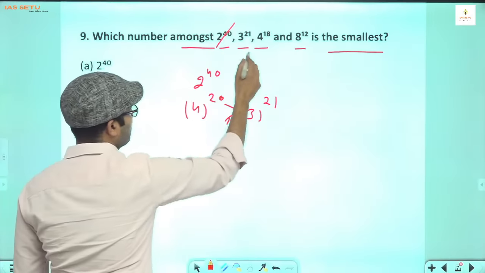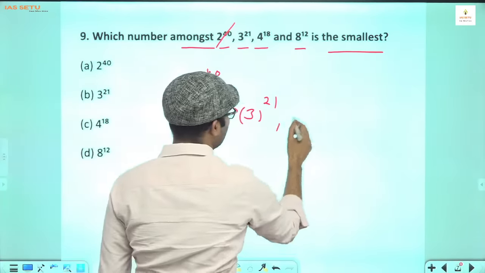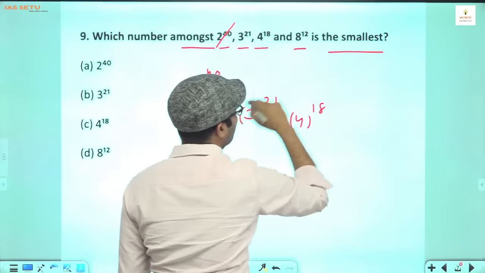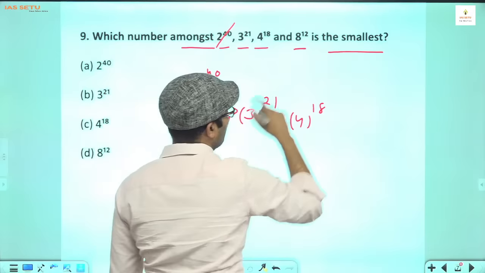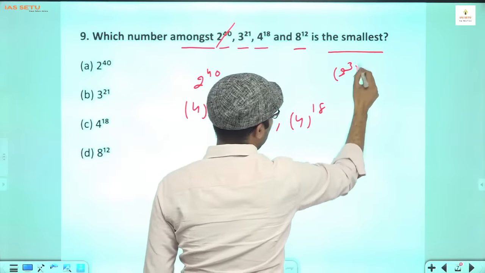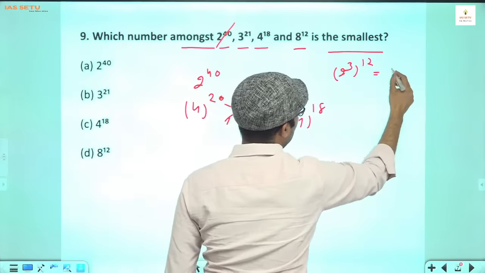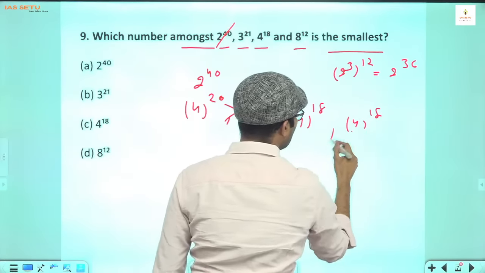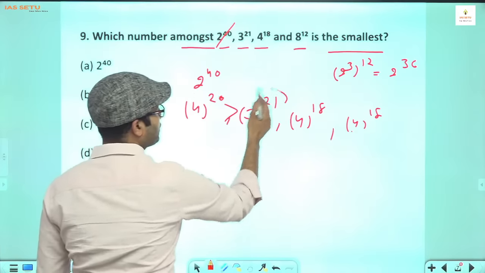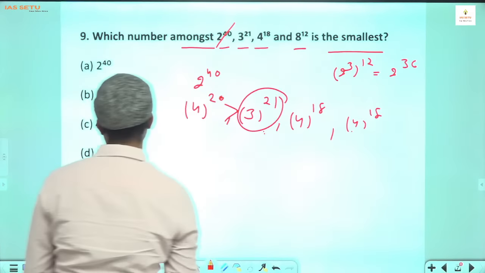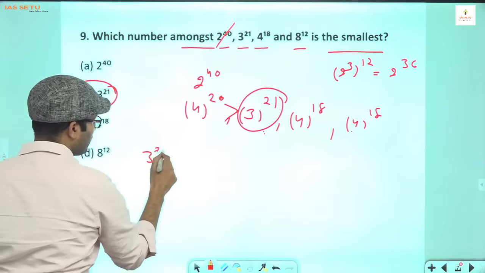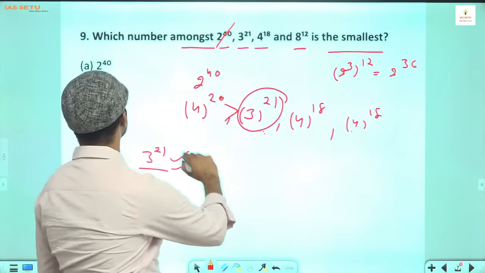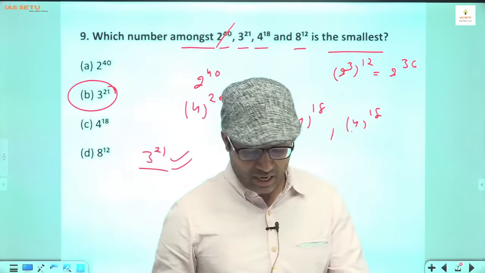So this is greater. This is 4 to the power 18. This is 8 to the power 12. You can make it 2 cubed to the power 12, so it becomes 2 to the power 36. So it is also 4 to the power 18. If you check 4 to the power 18 and 3 to the power 21, it is smaller. So what is the smallest? 3 to the power 21 is smaller than all these values. So this is the smallest. Question number 9, answer is B.